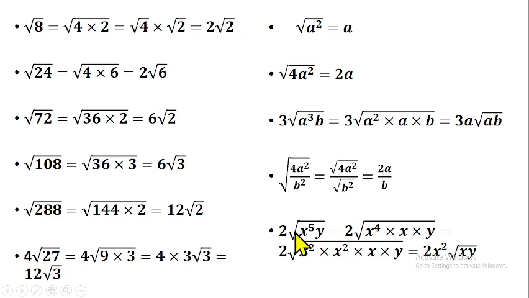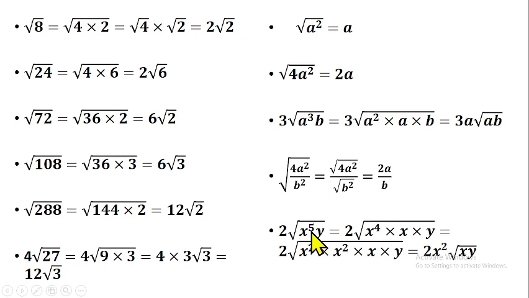Now, if you understand that, let's look at this last one. We are to simplify 2 root x raised to power 5y. 2 root x raised to power 5y. Then how do we do this as well? We can simplify root x raised to power 5 further. How do we do that?